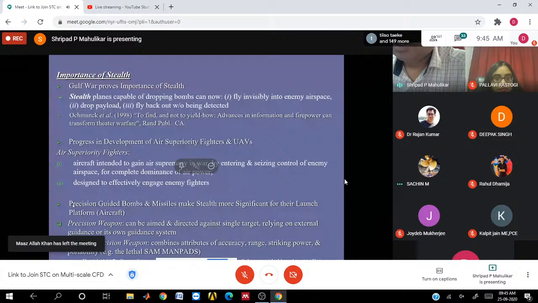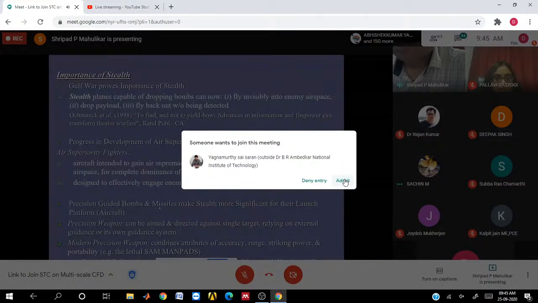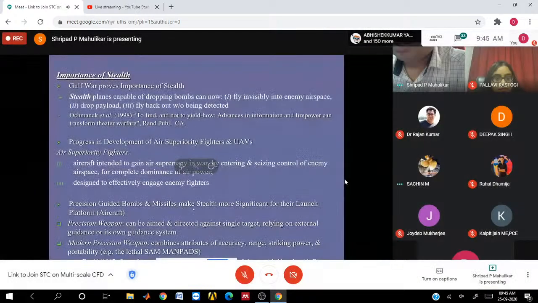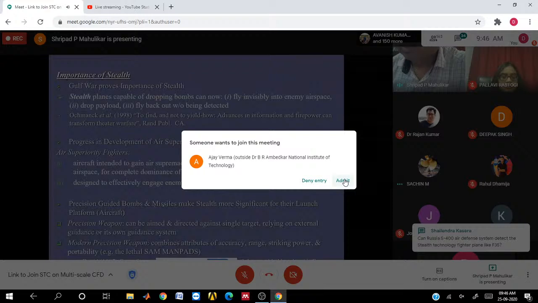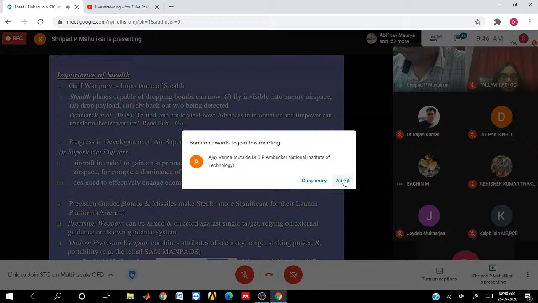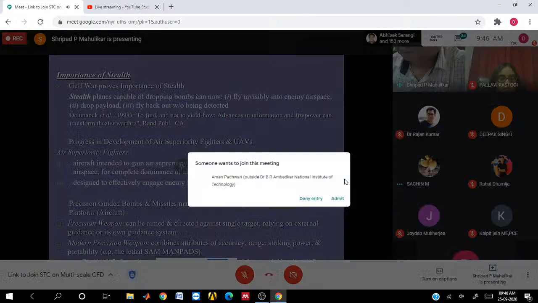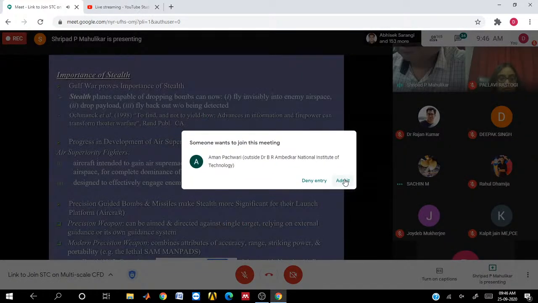Now, the other aim of stealth is that precision-guided bombs and precision-guided missiles, which are launched from stealth aircraft, make stealth more significant for their launch platform, because aircraft are launch platforms for precision-guided bombs and missiles. What it means is that the effectiveness of precision-guided bombs and missiles is even more when they are launched from a stealth platform, which is the aircraft.